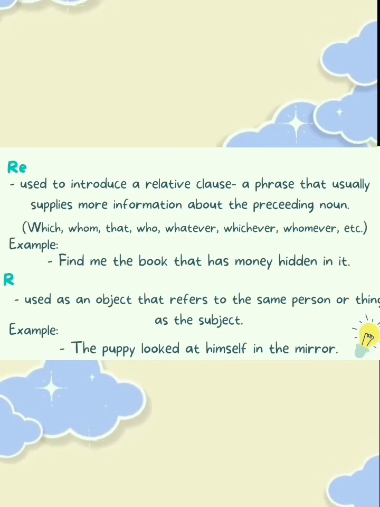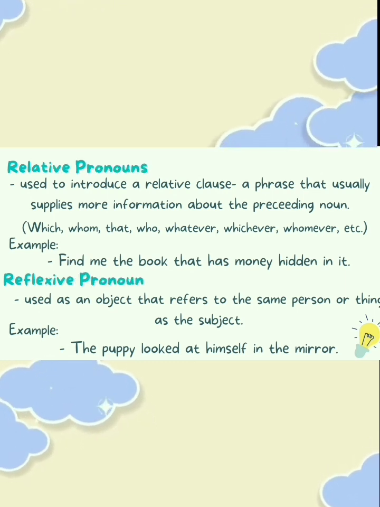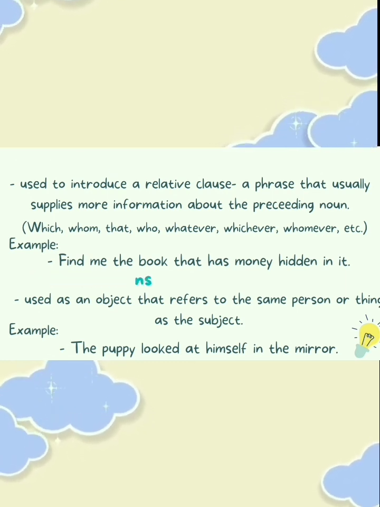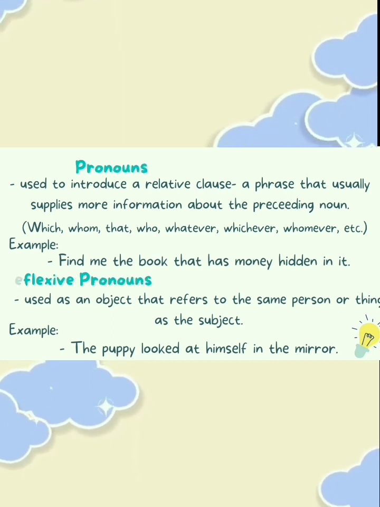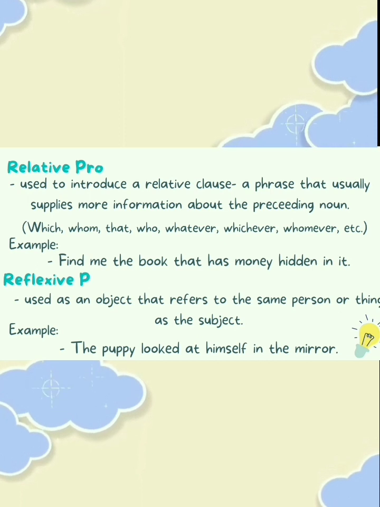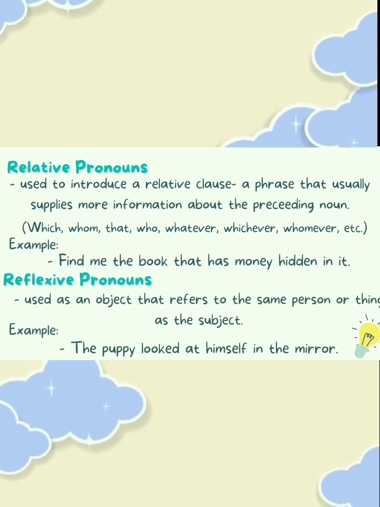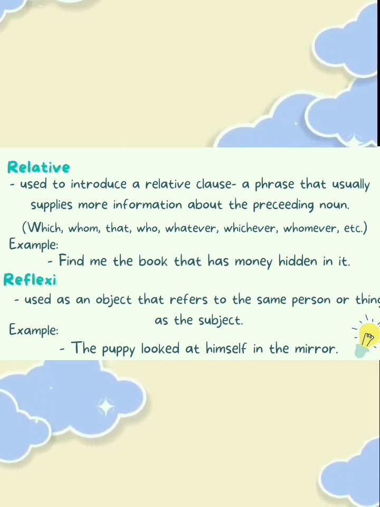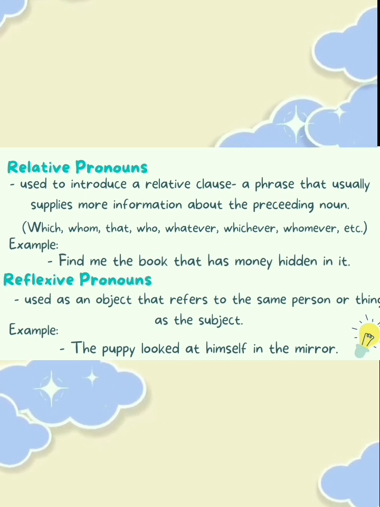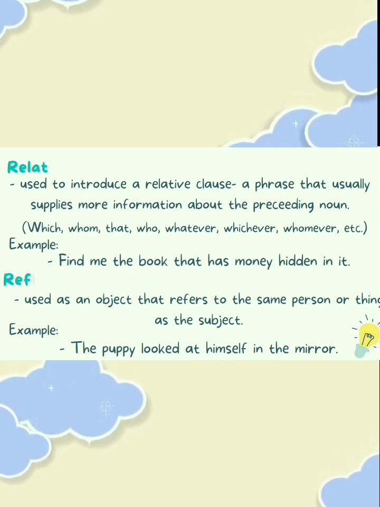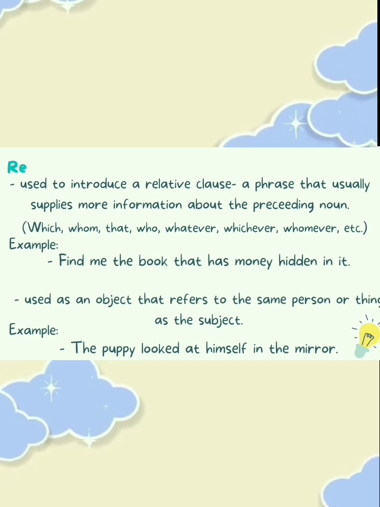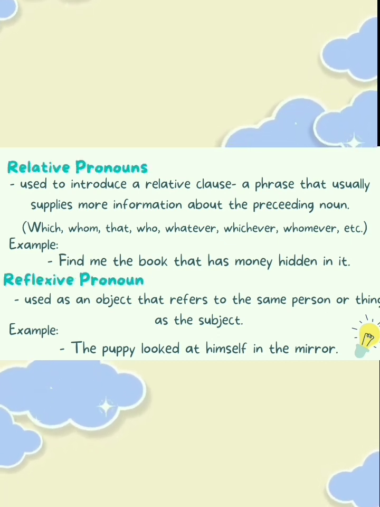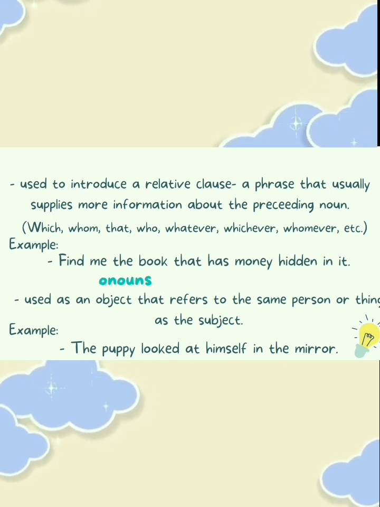Relative pronouns are used to introduce a relative clause, a phrase that usually supplies more information about the preceding noun. These are which, whom, that, who, whatever, whichever, whoever, and etcetera. Example: find me the book that has money hidden in it. That is our relative pronoun because it tells the relation, why the book needs to be found, for the reason that it has money in it.